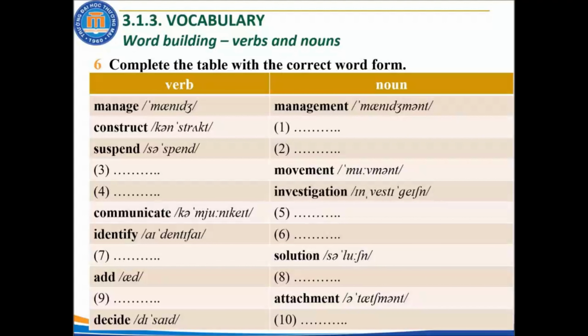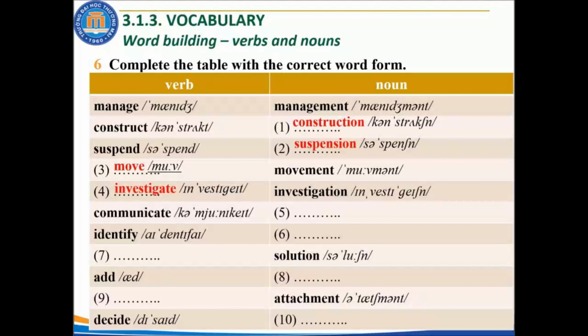Number 1, construction. Number 2, suspension. Number 3, the verb is move. All right. Number 4, we need to complete the verb, right? So the verb of the noun investigation is investigate. All right. So what about number 5?